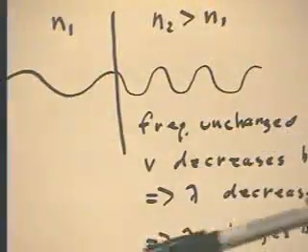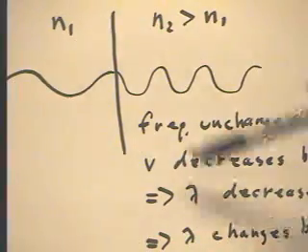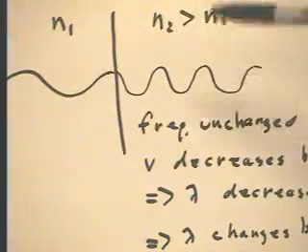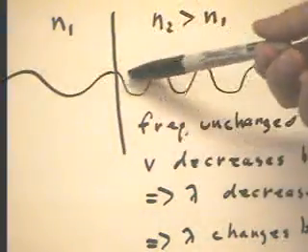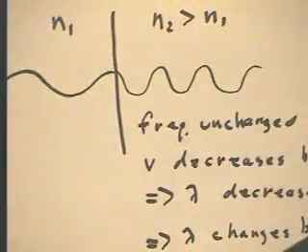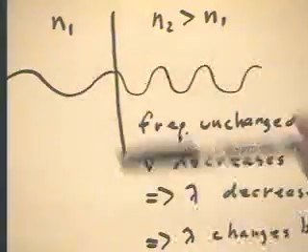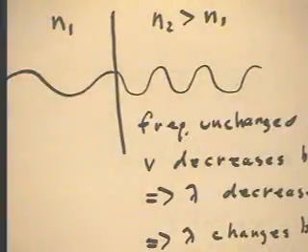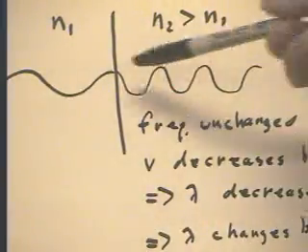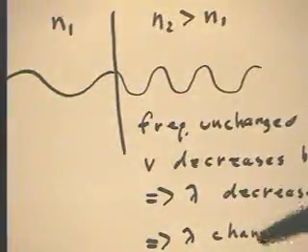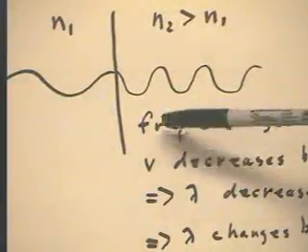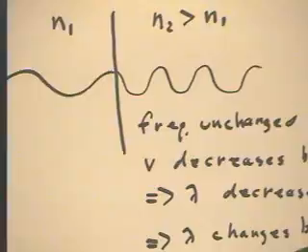If we have a light wave, or, well, let's think of a light wave traveling from one medium into another, where in the second medium the speed of light is less than in the first, then what's going to happen to the frequency and wavelength of the light wave? Well, the frequency remains unchanged.